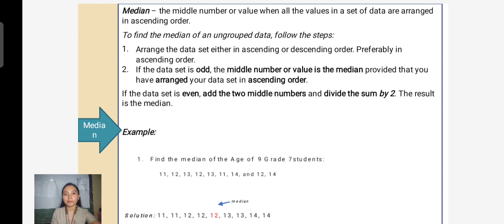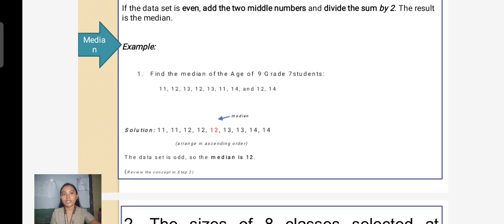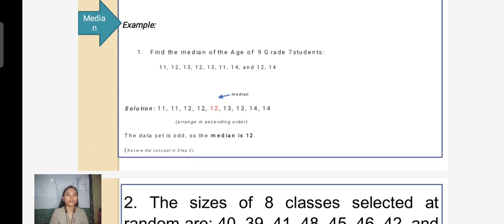For example, okay, so number 1, find the median of the age of 9 grade 7 students. So, na age diha. Gibutang nga mga edad sa siyam ka mga grade 7 students. So for the solution, gi-arrange. Duha ka 11, 12, tulo ka 12, then duha ka 13 and 14. So the data set is odd, so dali ra kay nimo pangitaw ng imong median, and that is equal to 12. Kanang gi-arrow diha. Naa na makita sa inyong self-learning module.